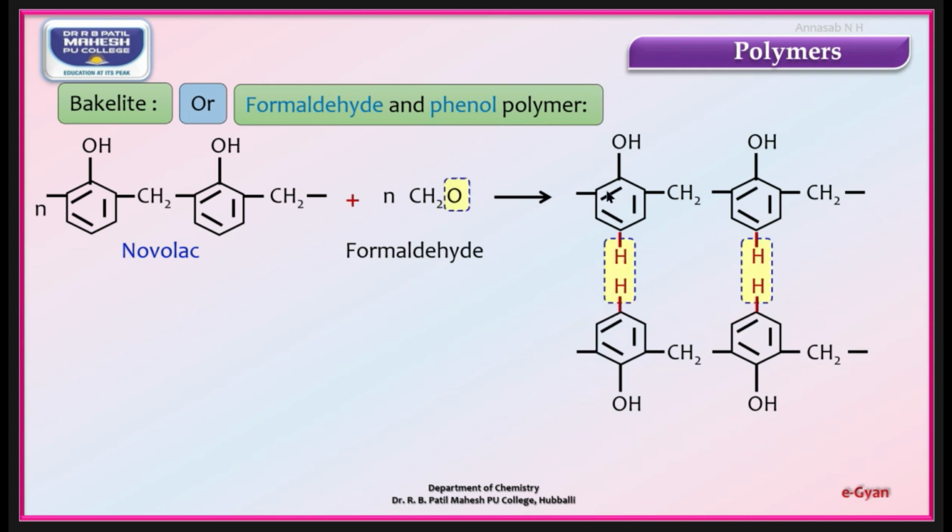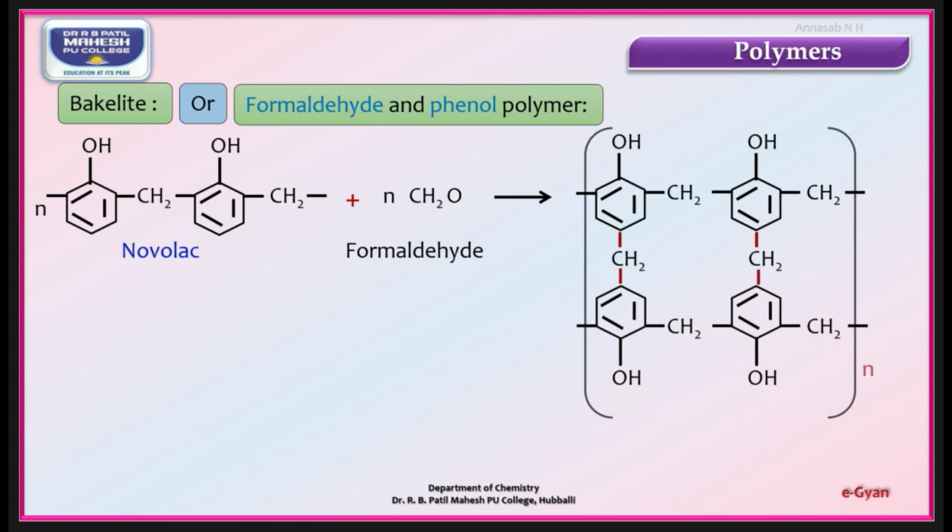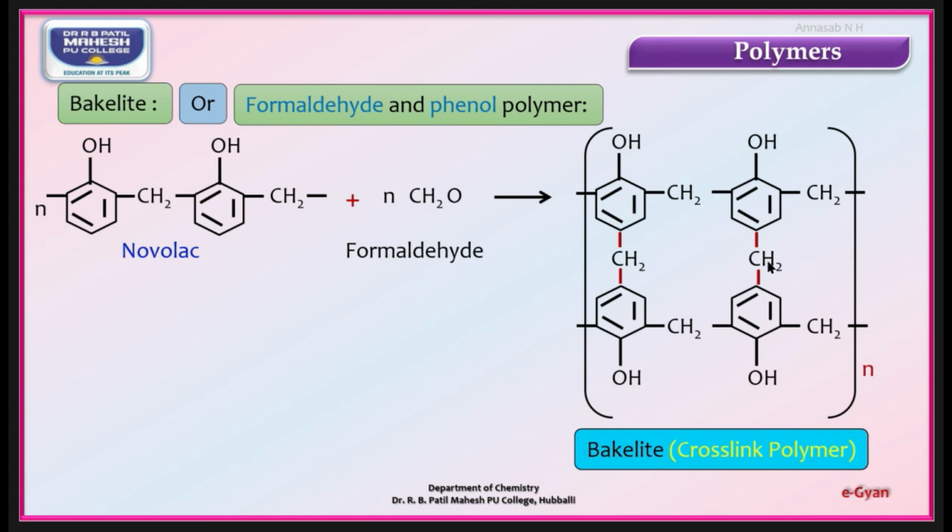We have one novolac structure, another novolac structure, para position to the OH group: two hydrogen atoms and one oxygen atom, one water molecule is removed; another two hydrogen atoms and one oxygen atom, another water molecule is removed. Whatever CH2 group is left is going to take the position in this. So we can write that as CH2, CH2. And the polymer which is formed is bakelite. It is a cross-linked polymer.